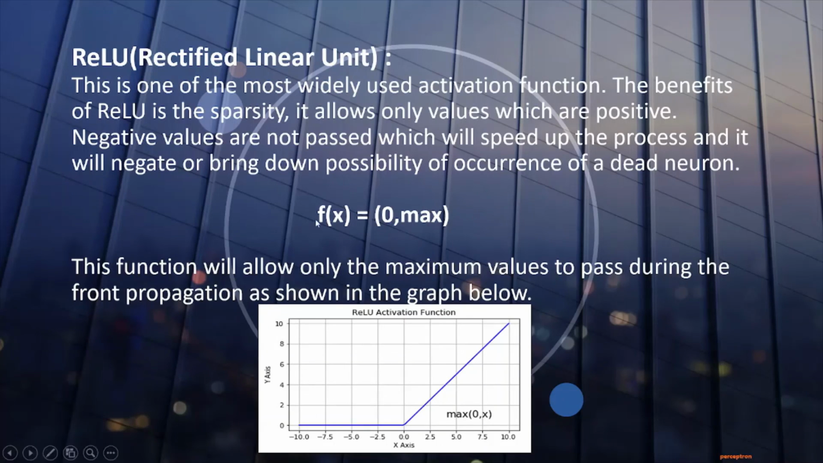Following is the function f(x) equals max(0, x). This function will allow only the maximum values to pass during the forward propagation, which is shown in the graph.